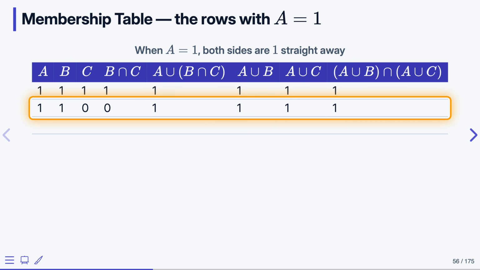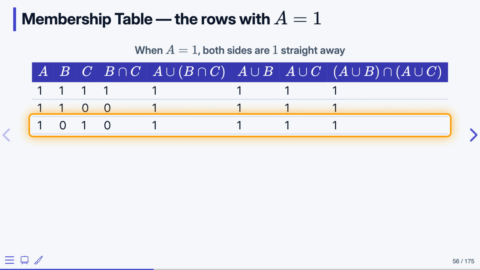Row 2. C is now 0, so B intersect C is 0. But A is 1, so A union 0 is still 1. On the right, both unions are 1, so the last column is 1. Both sides agree again. Row 3. B is 0 and C is 1. B intersect C is 0 and A union 0 is 1. On the right, both unions contain A, so both are 1 and the answer is 1.